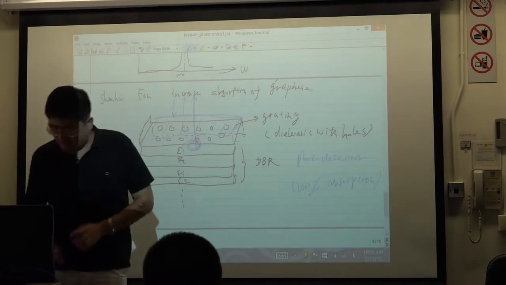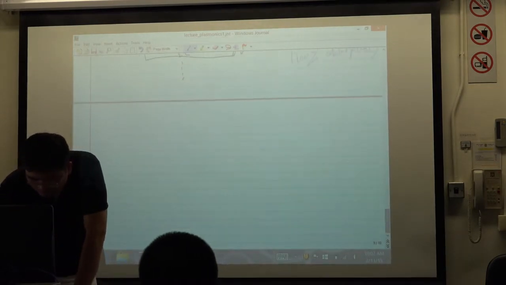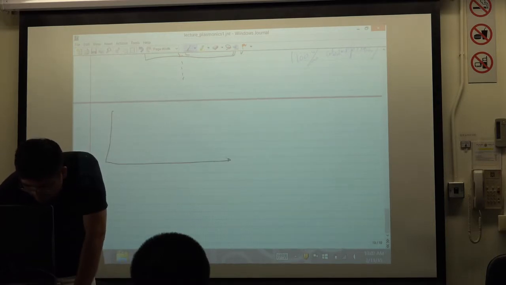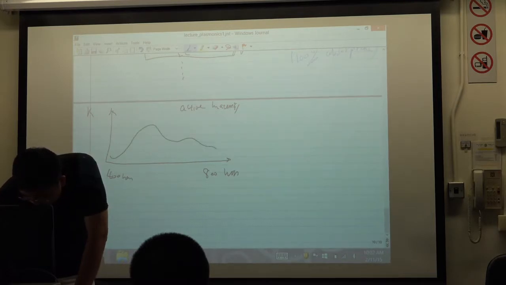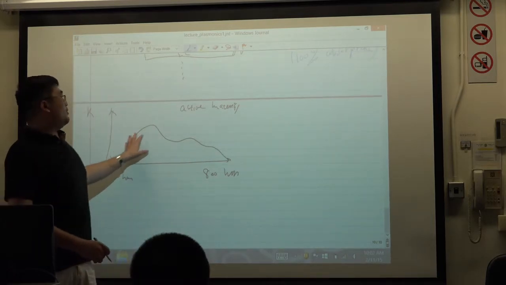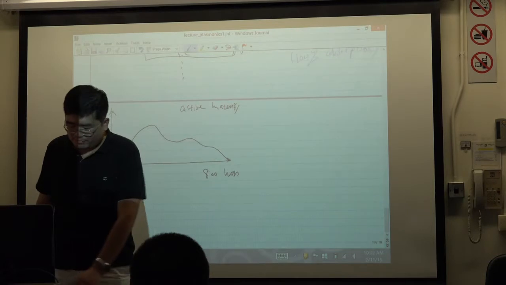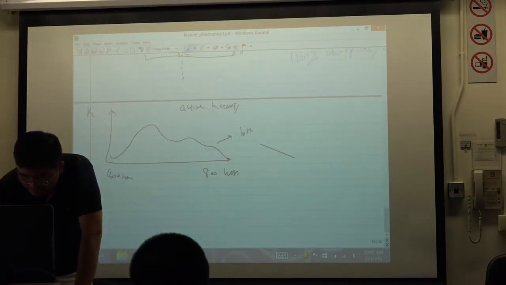You can do a photo detector. But when you do a solar cell, the situation is quite different. Everyone knows this is K. This is the active material. Typically, they have 400 nanometer to 800 nanometer. Okay. Maybe it's something like this. This is the material. Typically, the material has an absorption, maybe broadband. You can use some mixed material. Okay. This is a broadband.